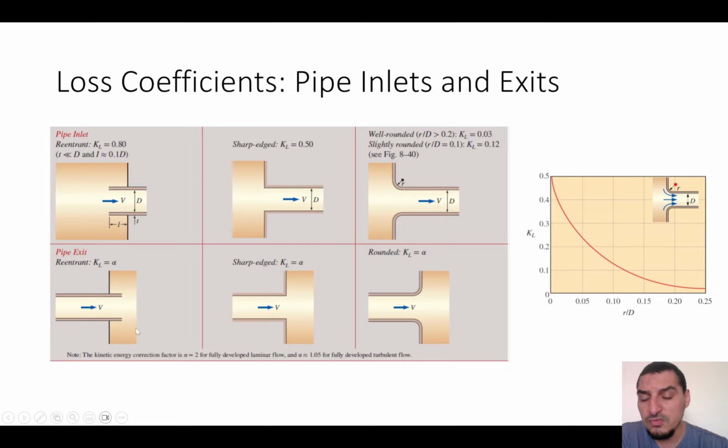For the pipe exit, of course, there is some disturbance in the flow, and it's not flowing as it used to be through the whole pipe. And this leads to more losses, but it's not as significant as here. I mean, the shape of the pipe is not as significant as here. So for these cases, KL is alpha, and alpha is 1.05 for turbulent flow and 2 for laminar flow.